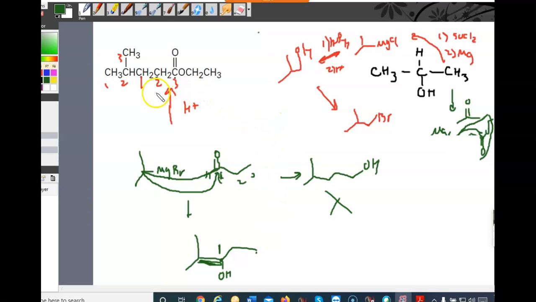So that's why in this case you have to put on each carbon individually, and then on the very last step, once you have the carboxylic acid, you can then go ahead and make your ester. Okay?